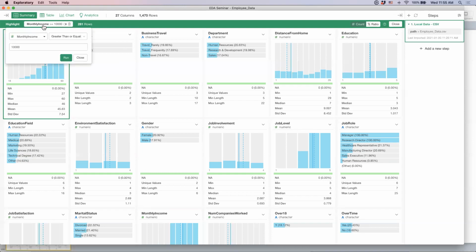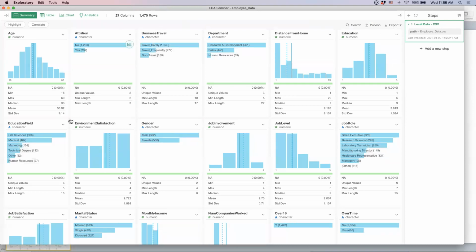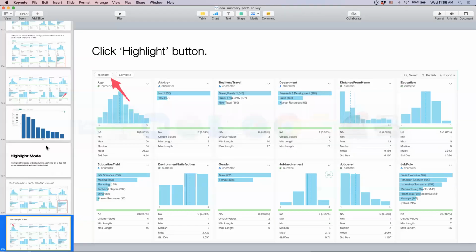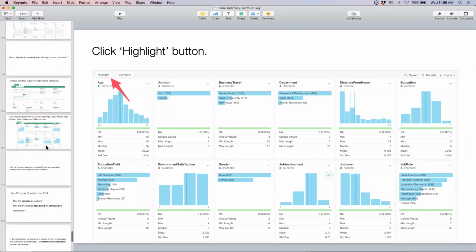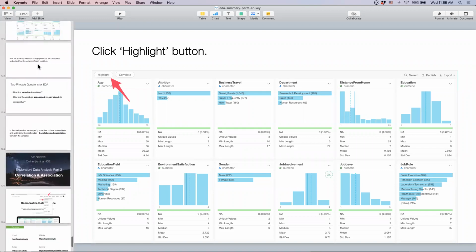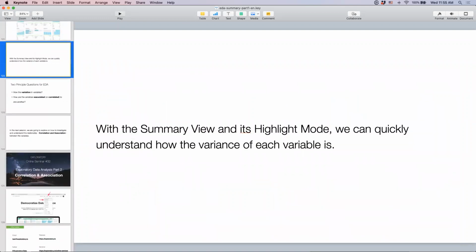So by creating this condition, which can be equal, greater than, or whatever condition you create, you're not only looking at the variance of each variable, you're looking at the variance of a particular category or particular group for all the variables. Okay, so that's how the highlight feature is useful when you're doing an EDA, exploratory data analysis. Okay, time is running out, so I'm going to conclude.